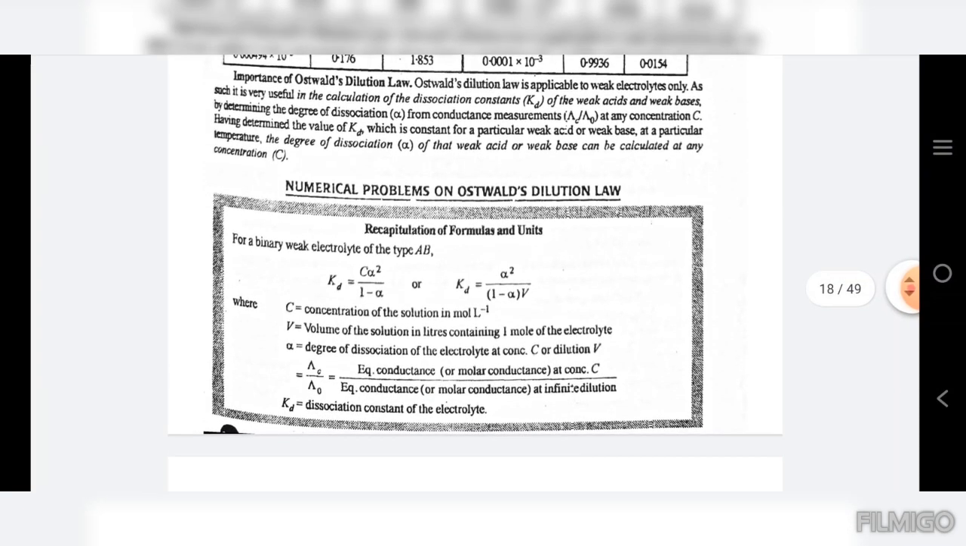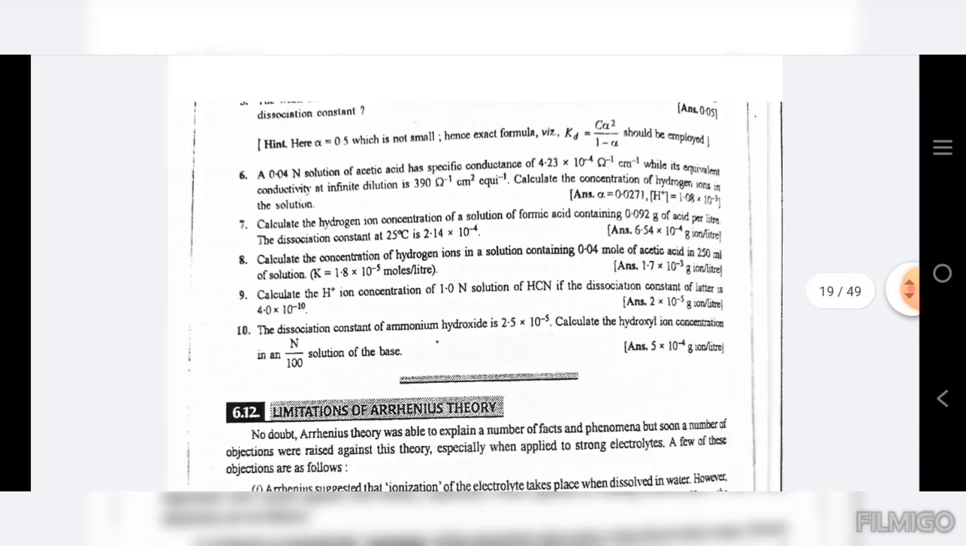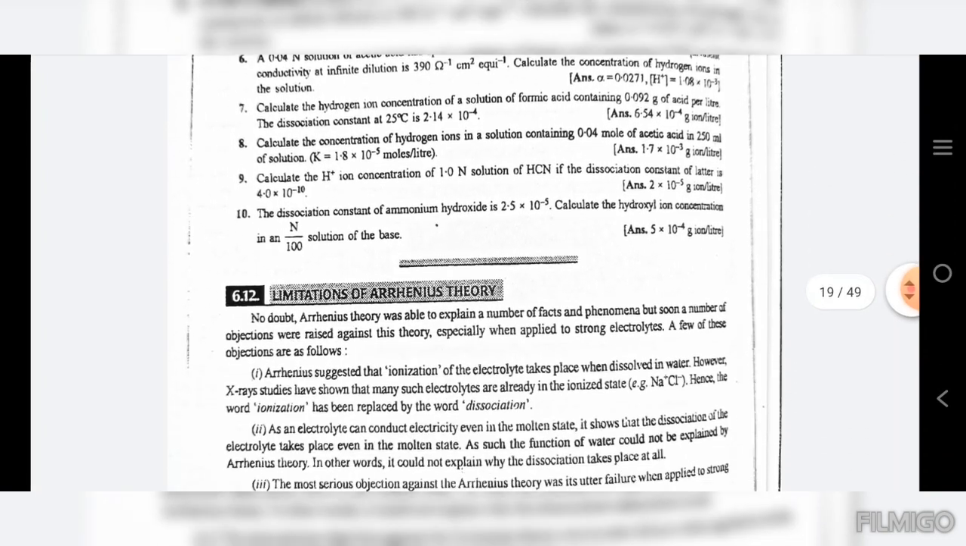Here are the numerical problems on Ostwald's dilution law. Here are some practice problem questions.